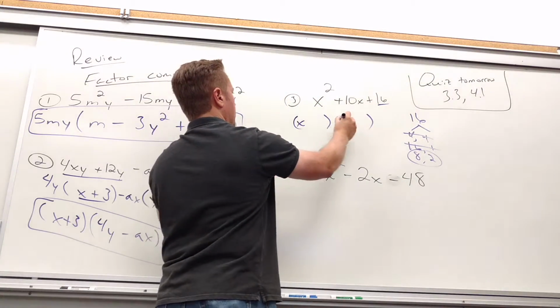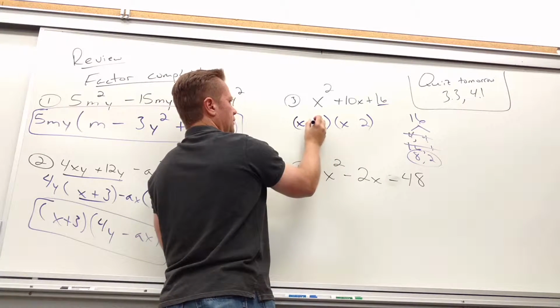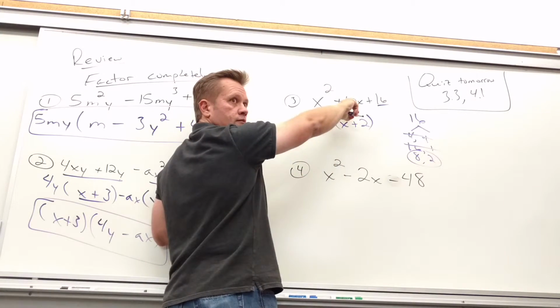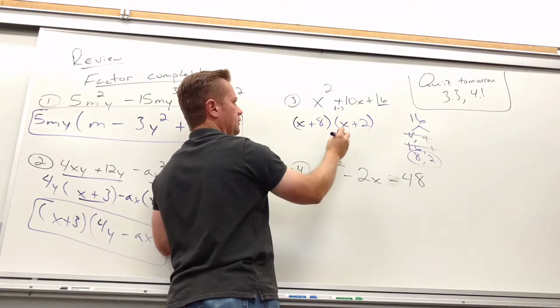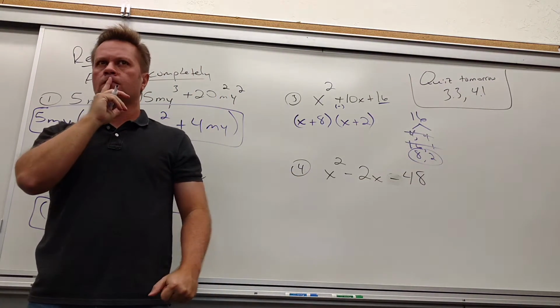So we get x and x to make x squared. 8 and 2 multiplied by 16, and they both, of course, have to be positive to make positive 10. So notice if that would have been a negative, they would have just been both negative. That would have been the only difference.